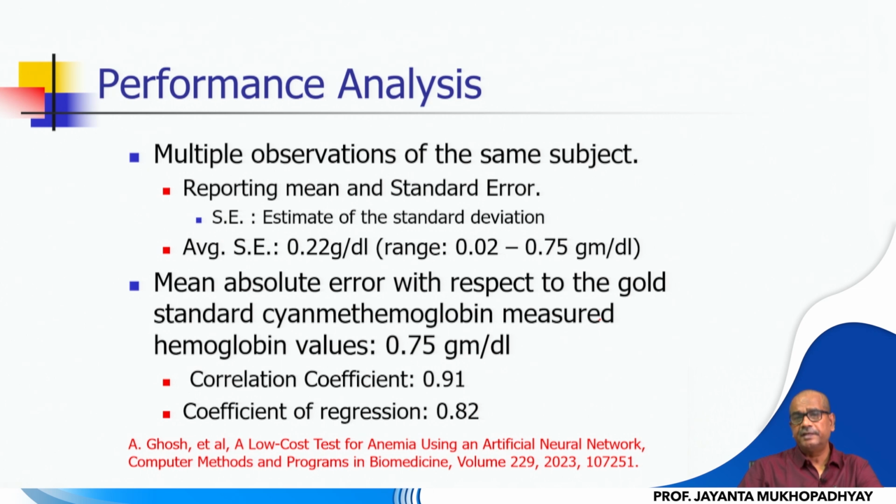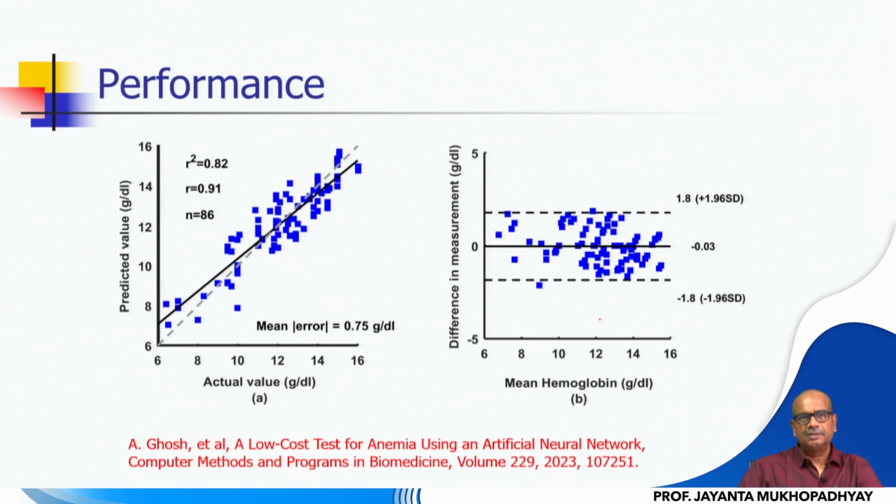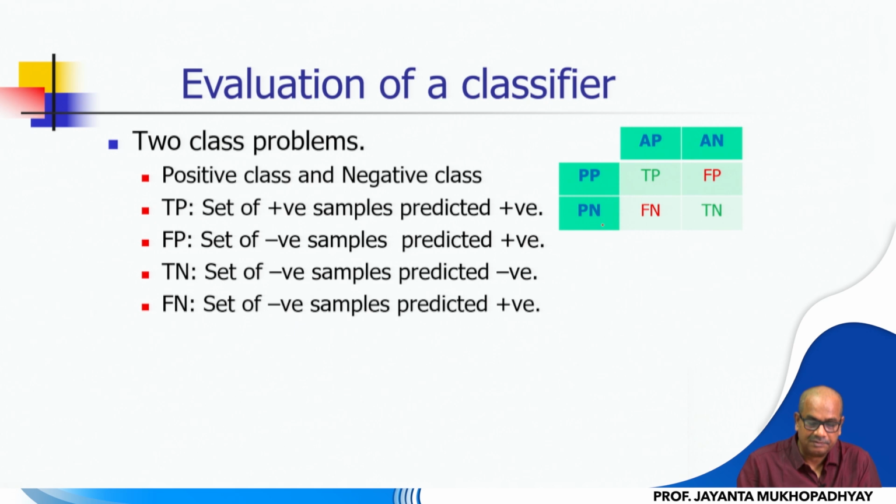So, how much of the variance is accounted for? It is also quite high, 0.82. This is a graphical plot by which we show how the predicted value and actual value are quite corroborated, and this shows the scatter plot of the error values.